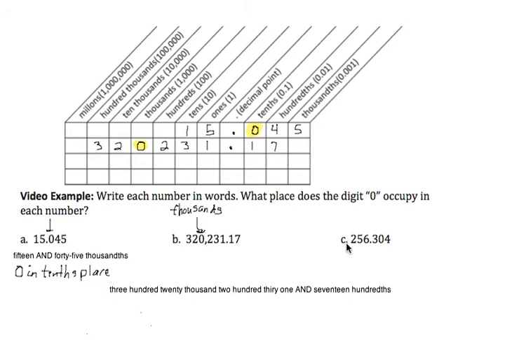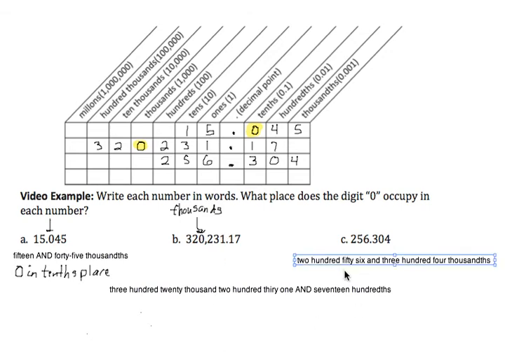For the last one, part C, I have this number. Let's go ahead and put that in the table. Decimal point here, 304 to the right of the decimal, 256 to the left. So let's read that. 256 and 304 thousandths.